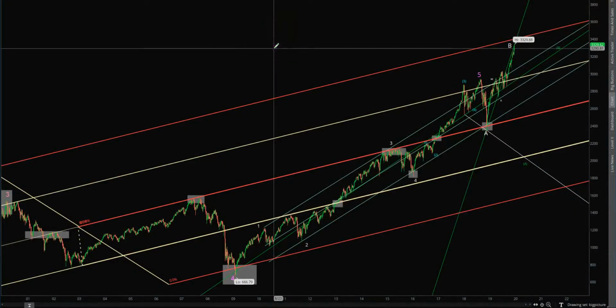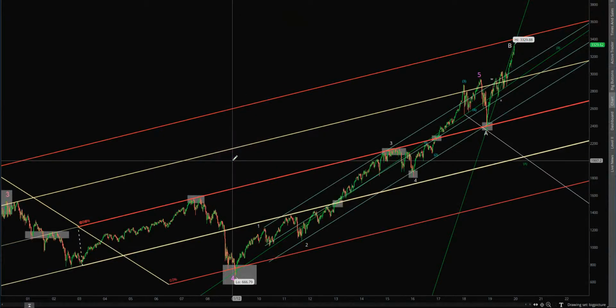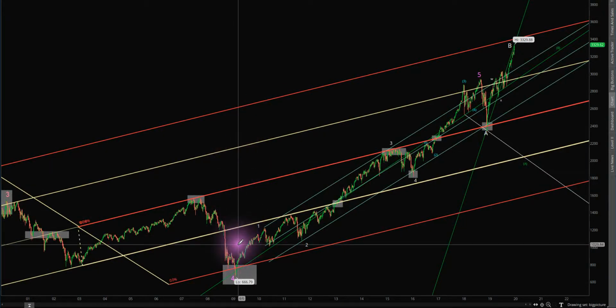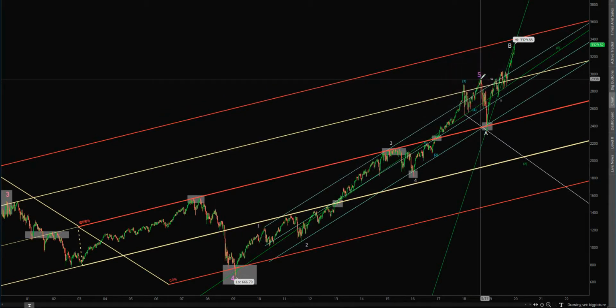So let me show you the big picture of the stock market. We have the 666 low. From that low we have 5 days up. It ended in September 2018. That's the end of the super cycle, a big, major, important high for the cycle.